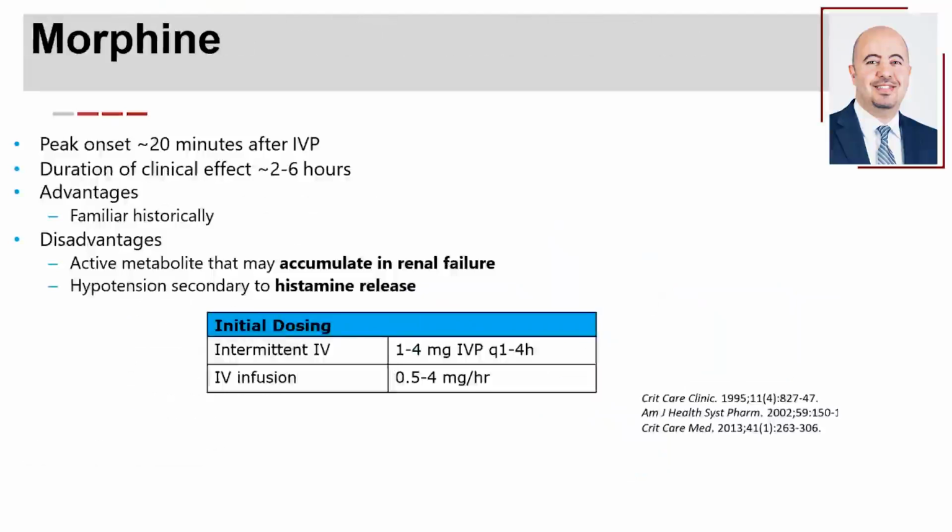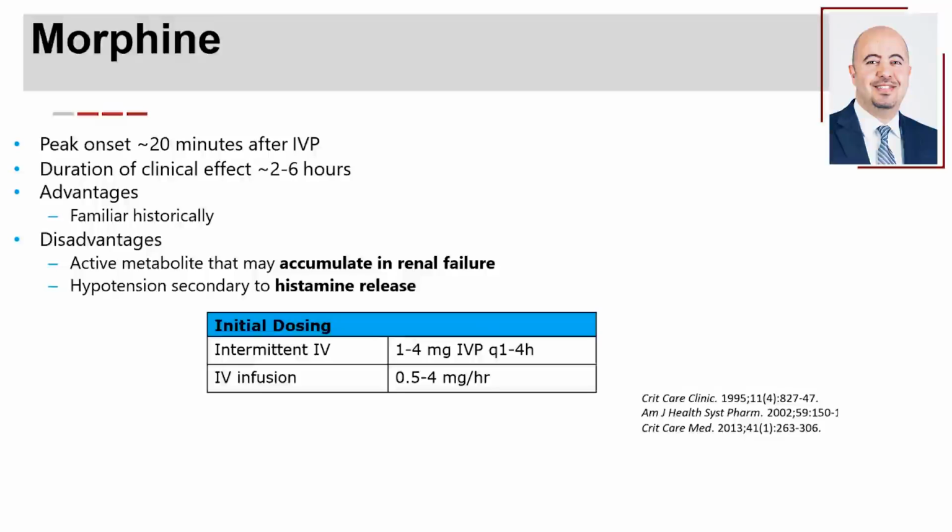لما نحكي عن المورفين, everyone يعني we are very familiar with the morphine. Peak onset is within 20 minutes. Duration of effect is 2 to 6 hours. Everyone's familiar with it. Disadvantages انه it can accumulate in renal failure لانه it has an active metabolite. And also it can cause hypotension in some patients due to histamine release.